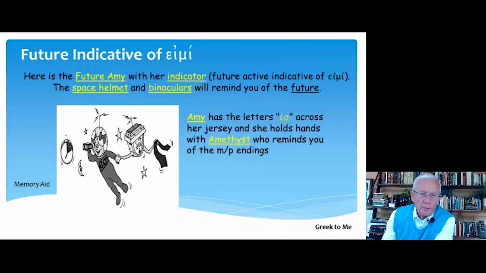So here's our memory aid. Here we have the future Amy with her indicator. The space helmet and binoculars will remind you of the future. And Amy has the letters S across her jersey, and she holds hands with amethyst. And amethyst here is simply a reminder of the middle passive endings.